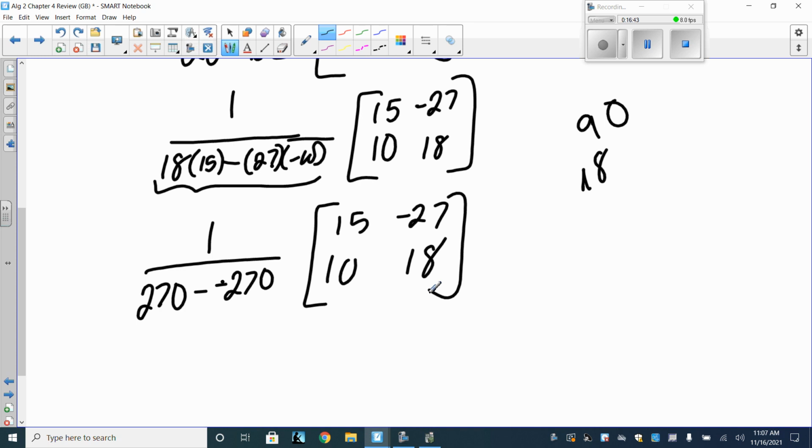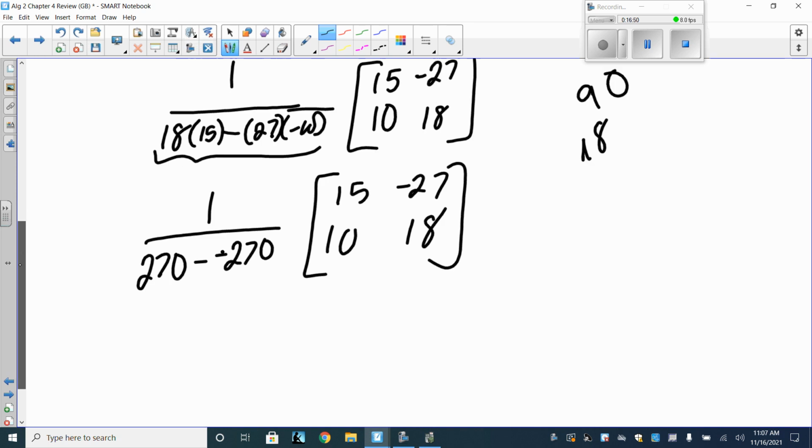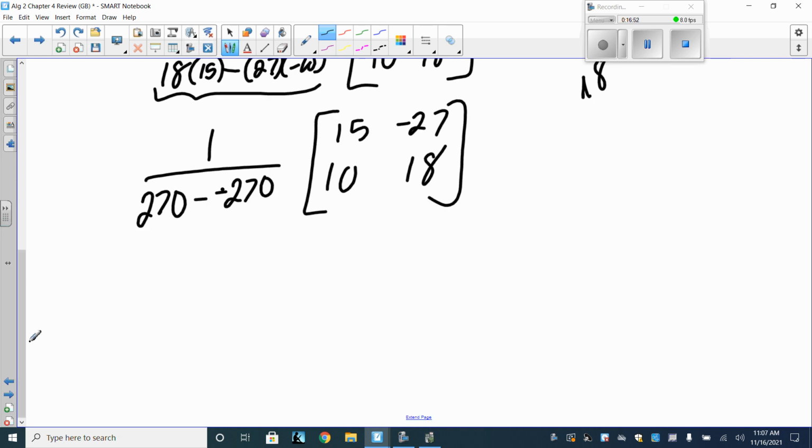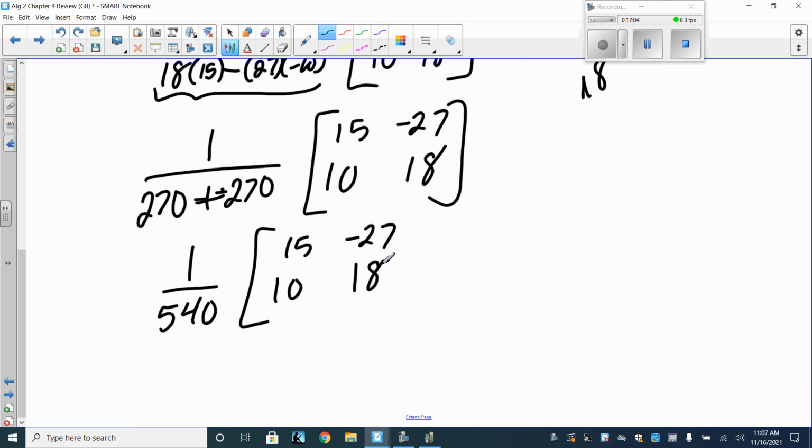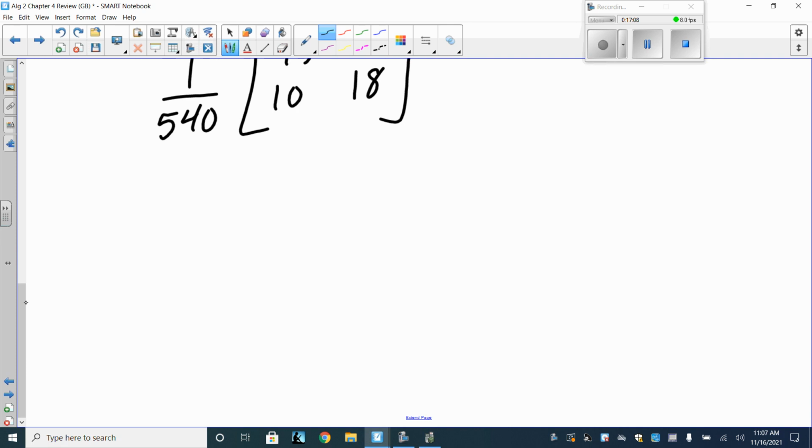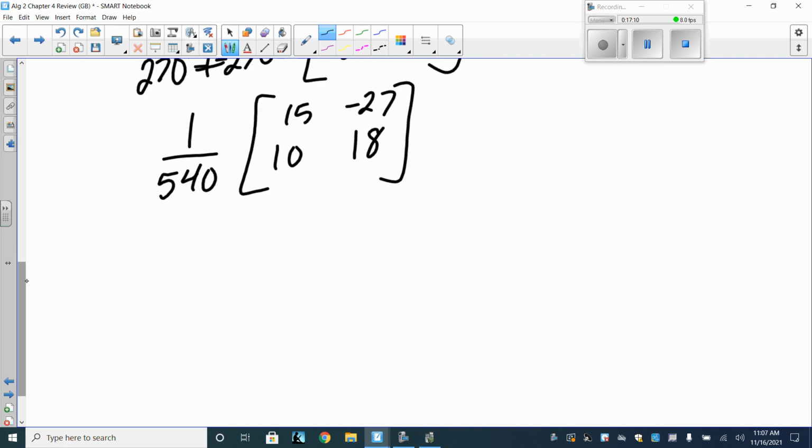Negative 10. Now here the negative and negative would make a positive, so we get 1 over 540 times the matrix 15, negative 27, 10, and 18. Now the last thing we need to do is multiply through here.